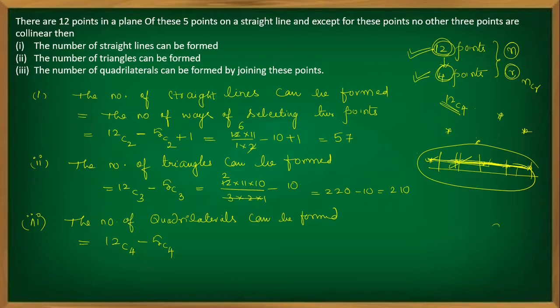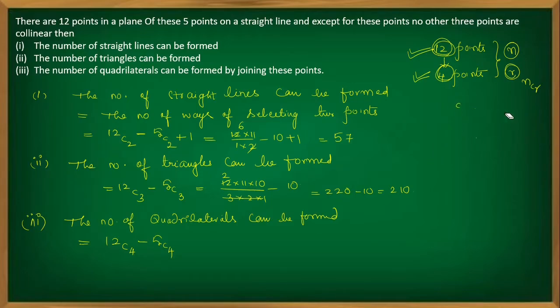See here, selecting 4 points means randomly selecting any 4 points. Let's say out of these 5 collinear points, if you select any 3 points and 1 point from the remaining 7 points, what will happen? Check this: 1, 2, 3, 4, 5 points are collinear.